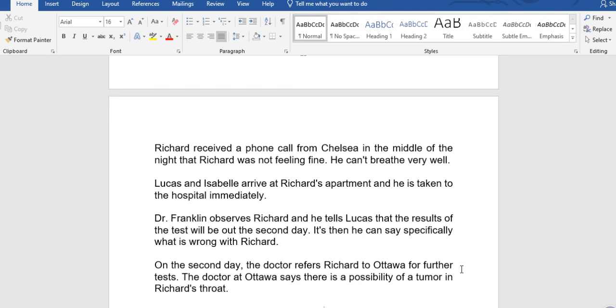Richard received a phone call from Chelsea in the middle of the night that Richard was not feeling fine. He can't breathe very well. Lucas and Isabel arrive at Richard's apartment and he is taken to the hospital immediately. Dr. Franklin observed Richard and he tells Lucas that the result of the test will be out the second day. Then he can say specifically what is wrong with Richard.